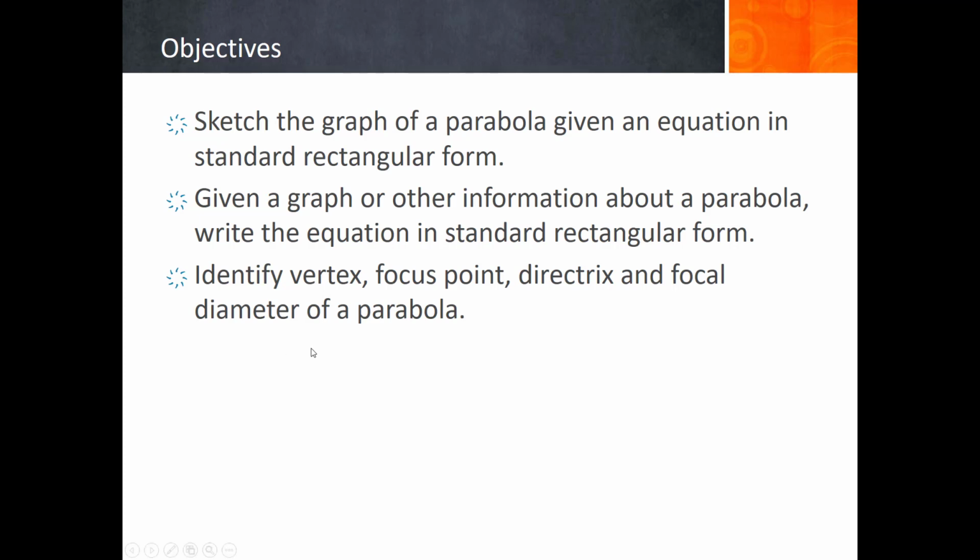So for a parabola, it's a little different. We're going to have a vertex like we have before. We have one focus point. We have something called a directrix and then something called a focal diameter, and we'll look at what those are.